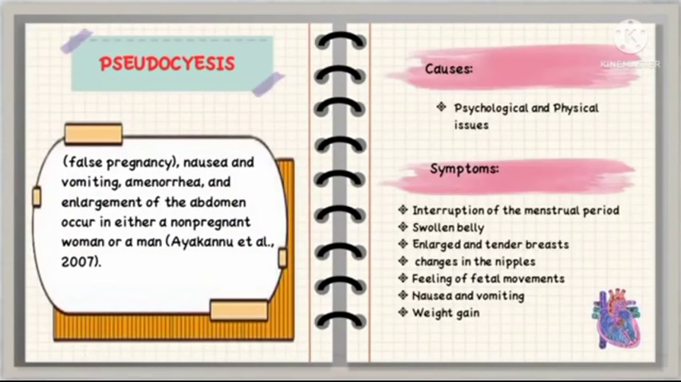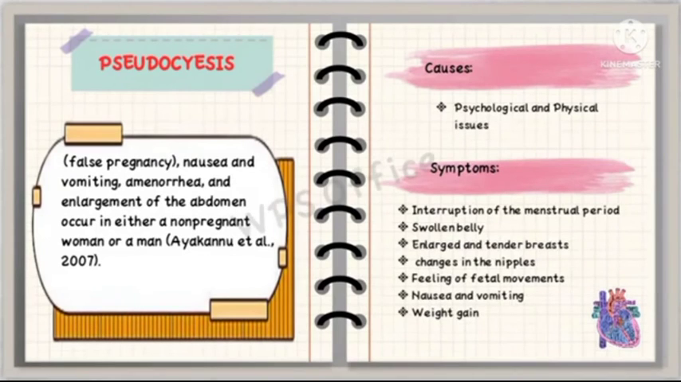And the next complication is pseudocyesis or false pregnancy. Nausea and vomiting, amenorrhea, and enlargement of the abdomen occur in either an unpregnant woman or a man. Causes of false pregnancy are psychological and physical issues. Psychological factors may trick the body into thinking that it's pregnant.